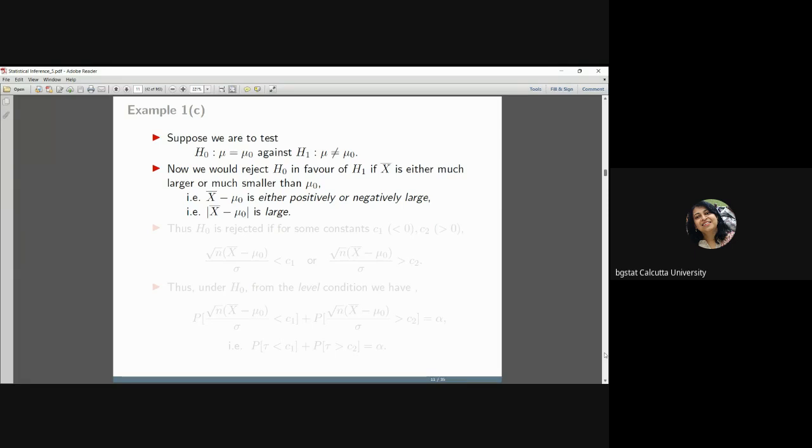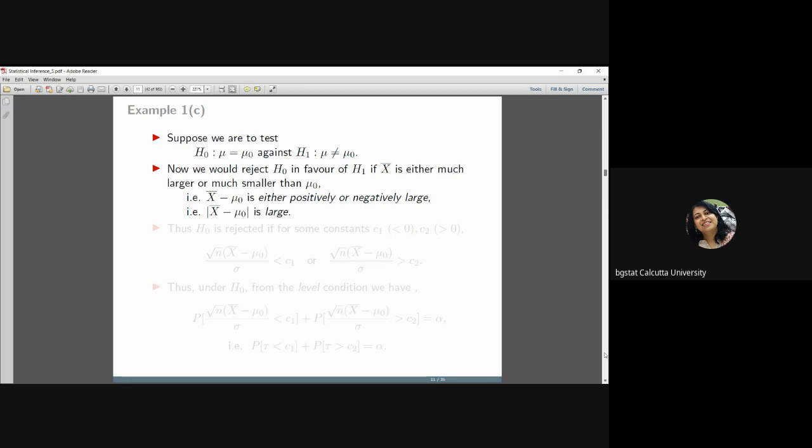an alternative which just says that mu is not equal to mu naught. So say we are looking at the average height of Indians and the average height of, say, Pakistanis. The null says that the average height of Indians and Pakistanis is the same. But we don't really know if the alternative is that the height of Pakistanis is greater on average than Indians, or the height of Indians is greater on average than Pakistanis. So we just leave it as a two-sided alternative, which says that they're simply different. They don't have the same mean.